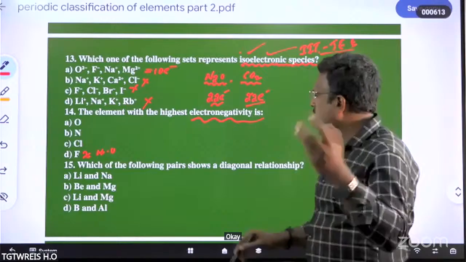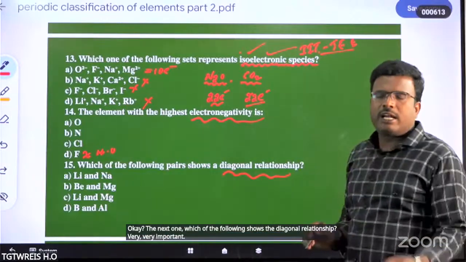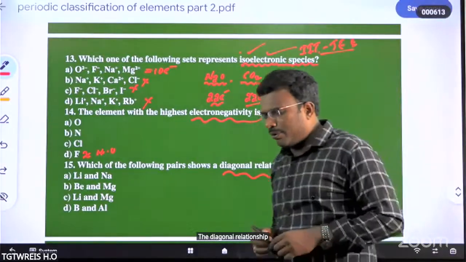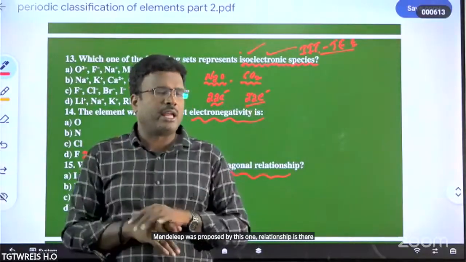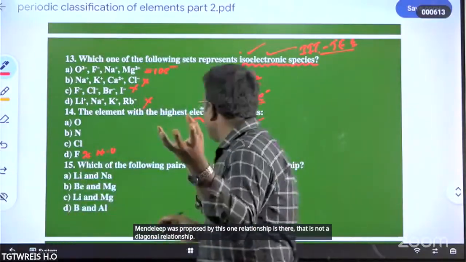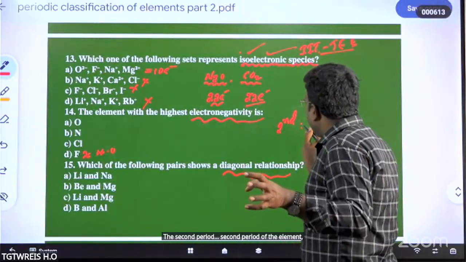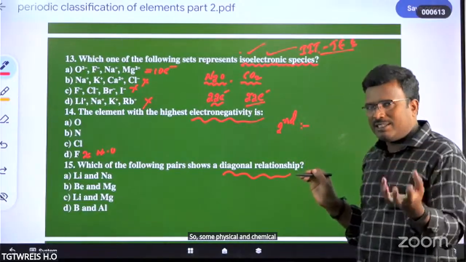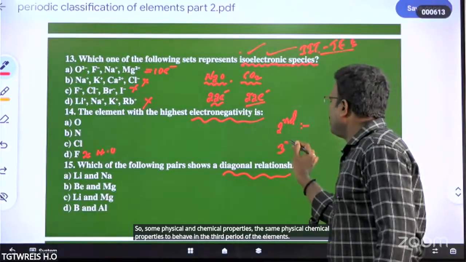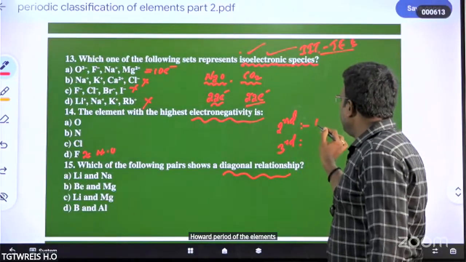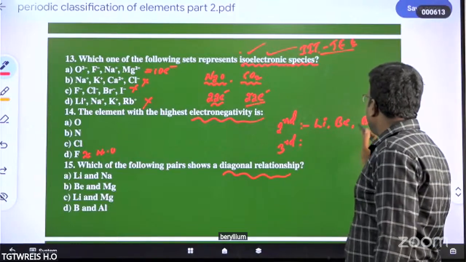The next one: which of the following shows the diagonal relationship? Very, very important. The diagonal relationship in the periodic table was proposed by Mendeleev. Some physical and chemical properties of an element in the second period are the same as the behavior of elements in the third period. Second period: lithium, beryllium and boron, 3 elements.